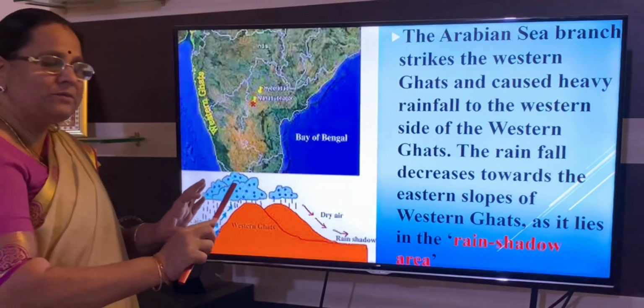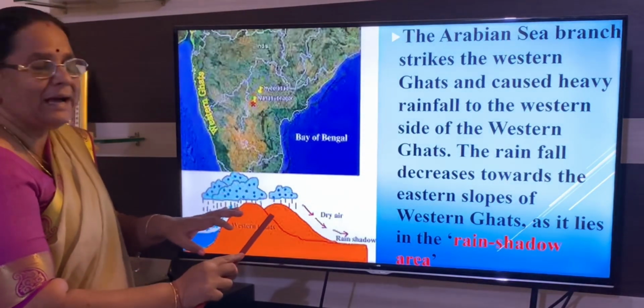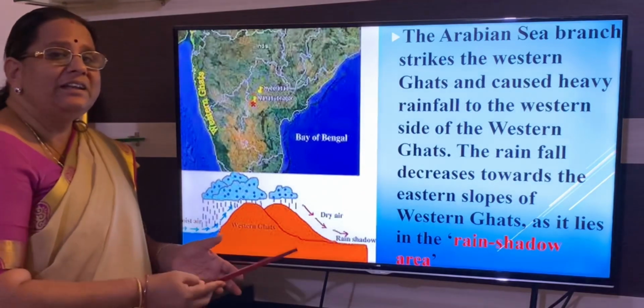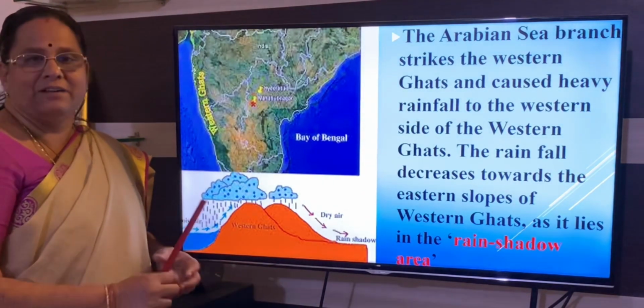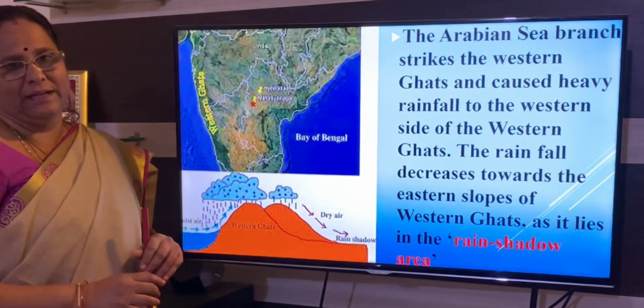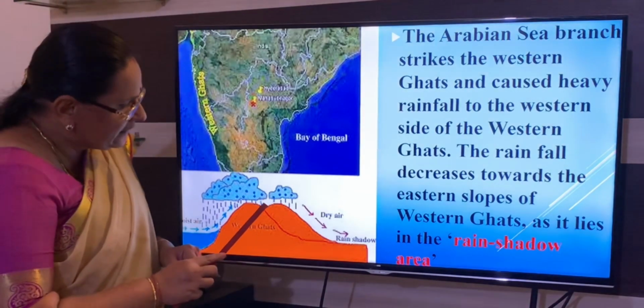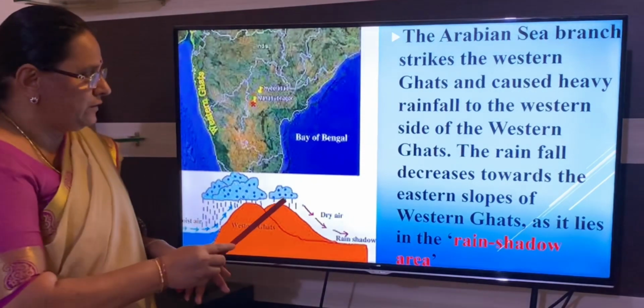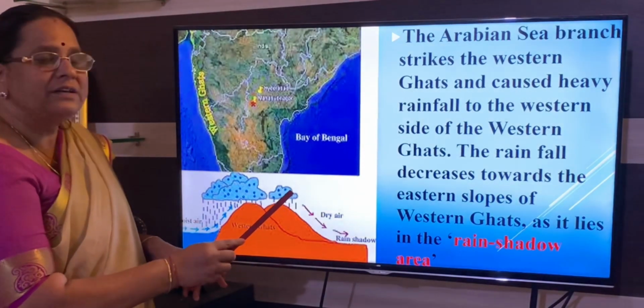So when the wind becomes light, it starts moving towards the other side. When it starts moving towards the other side, you can see that the wind does not have moisture with it. Fewer water drops will be there. So due to that, the eastern side of the Western Ghats will receive less rainfall. See the less rainfall it receives here.